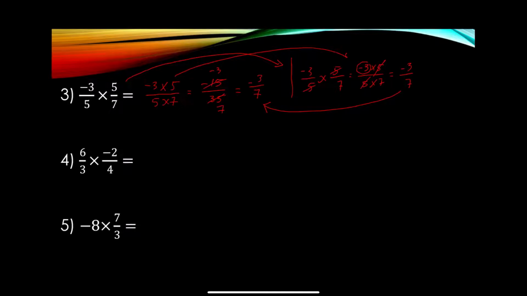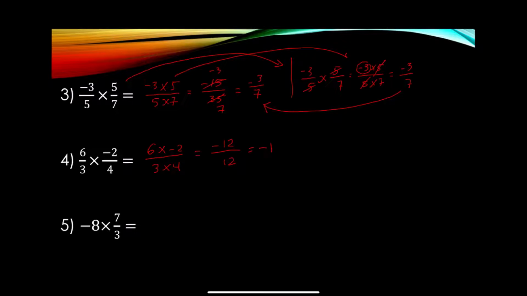6 over 3 times negative 2 over 4. Okay, so we can do it as 6 times negative 2 over 3 times 4. 6 times negative 2 is negative 12, and 3 times 4 is equal to 12. But we know that negative 12 over 12, the answer is negative 1.